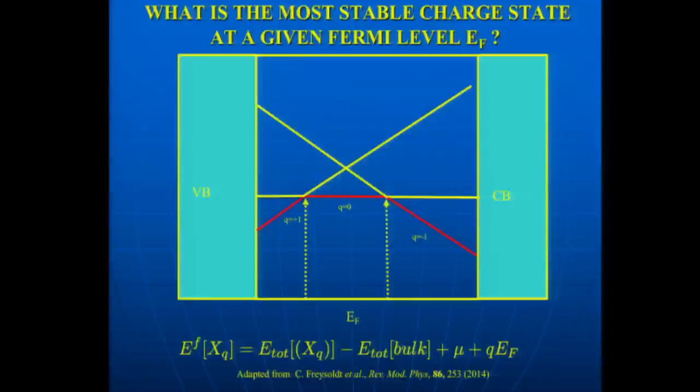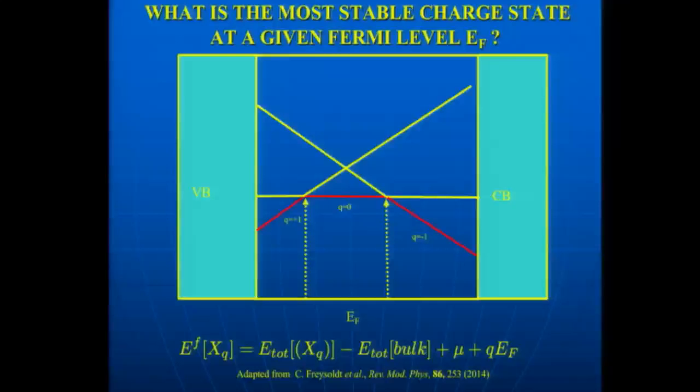The key thing is, you ask yourself both theoretically and experimentally, what is the most stable charge state that this defect would have for a given Fermi level? And the answer is indicated by this solid red line. If you have a Fermi level for the system that's here, the most favored charge state is going to be zero, a neutral defect. If it's up here, it's going to be minus one. And if it's down here, it's plus one. So the Fermi level is going to be an important creature to worry about.